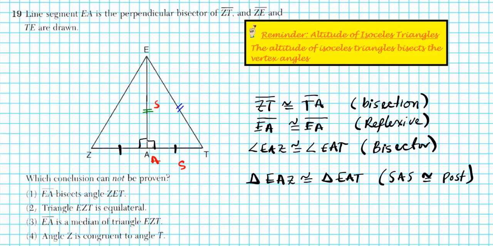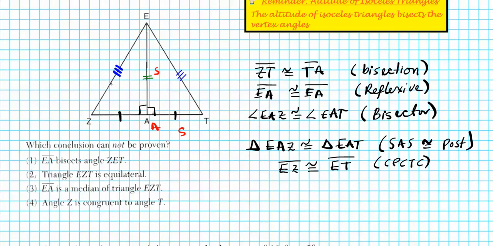So what else can we conclude if we have two triangles that are congruent? Can we conclude that ET is congruent to EZ? The answer is yes, because congruent parts of congruent triangles are congruent. So EZ is congruent to segment ET, CPCTC. So what kind of triangle do we have here? This side is congruent to this side. The entire triangle, triangle EZT, is, guess what? An isosceles triangle. Let me fix my spelling real quick. So it's an isosceles triangle because it has one pair of congruent sides.